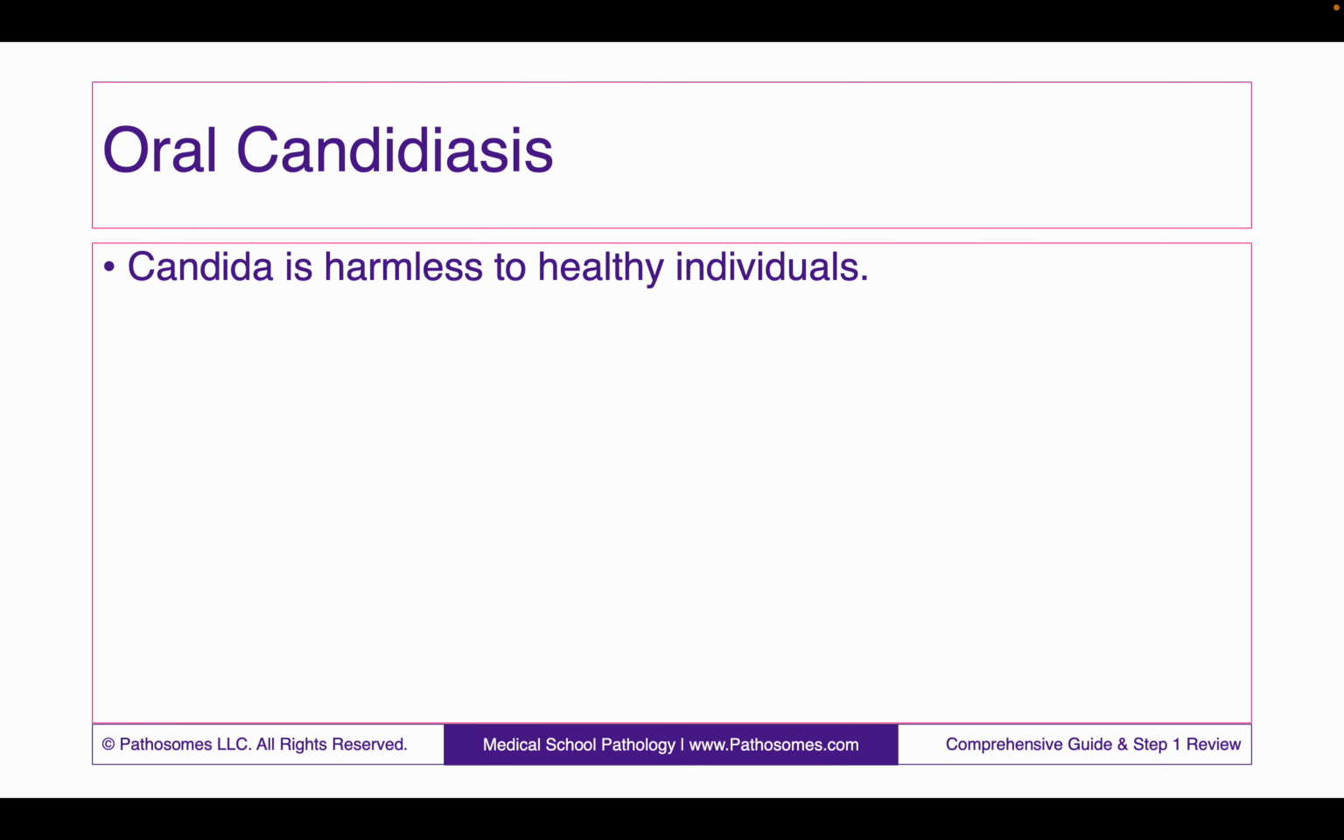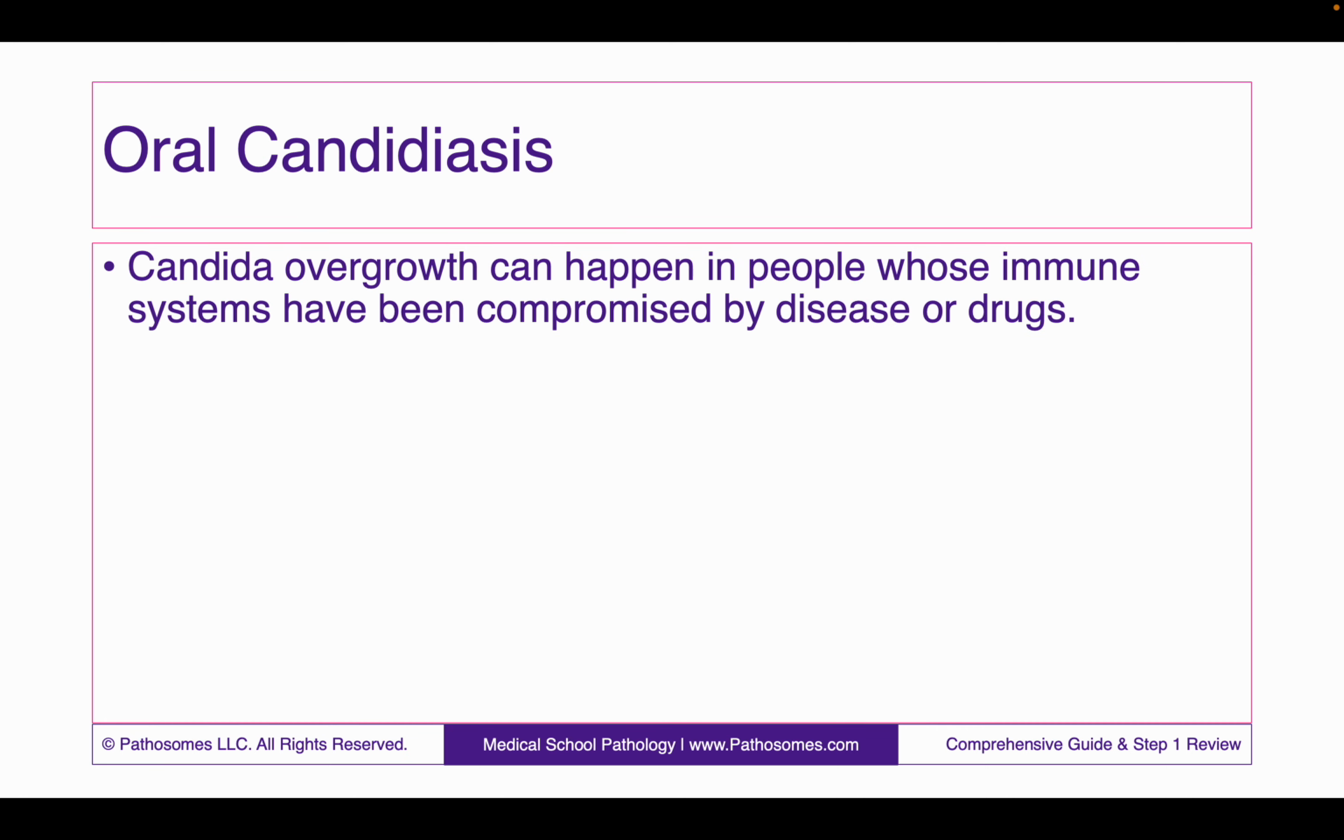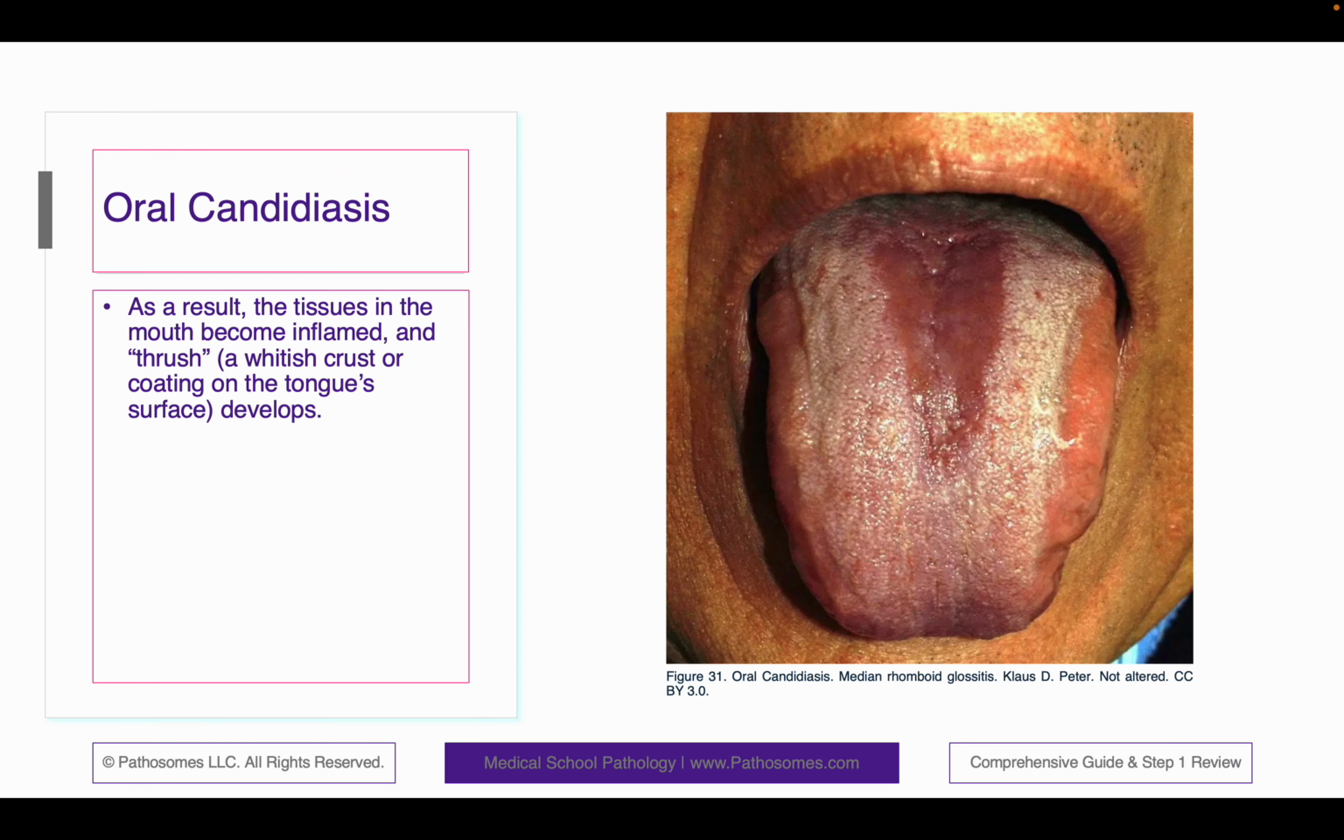Candida generally is harmless to healthy individuals, but overgrowth can happen in people whose immune systems have been compromised by disease or drugs. As a result of oral candidiasis, the tissues in the mouth become inflamed and thrush, that whitish crust or coating on the tongue surface, develops.